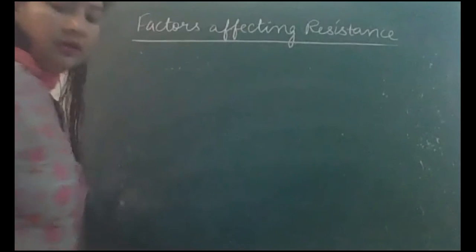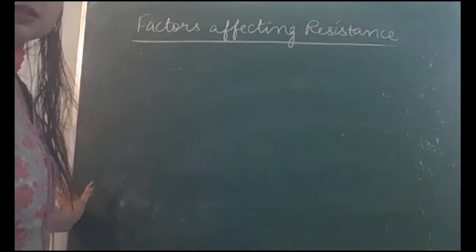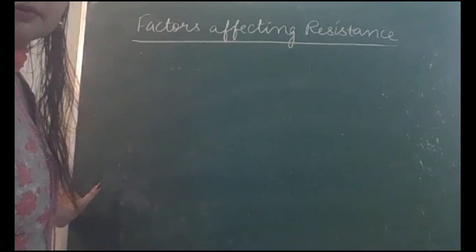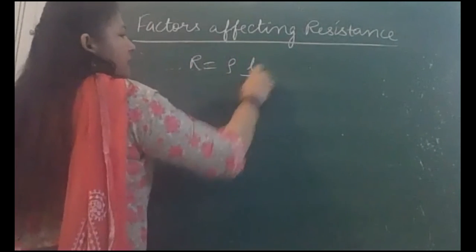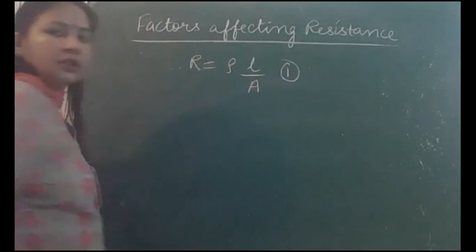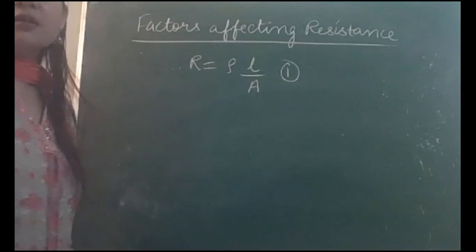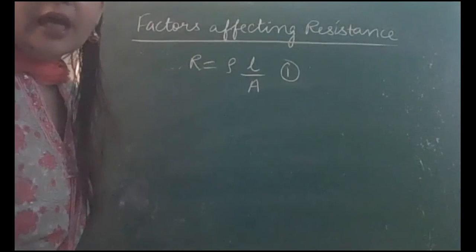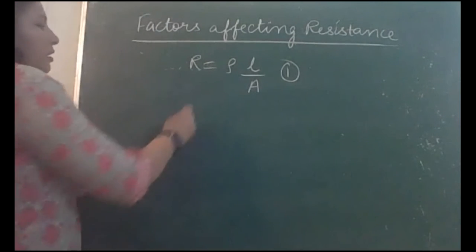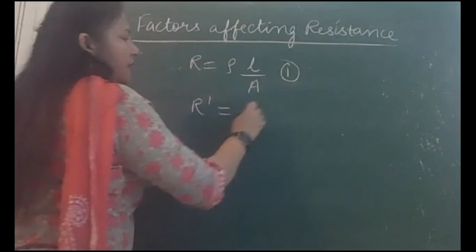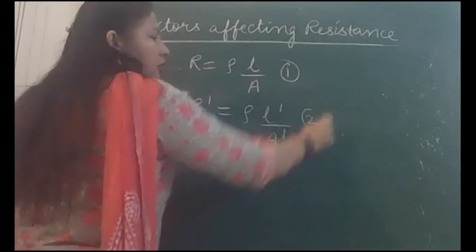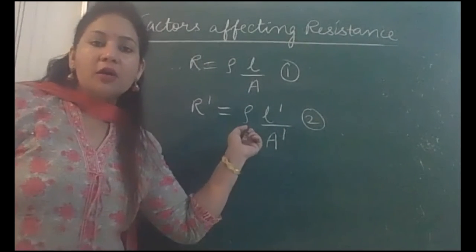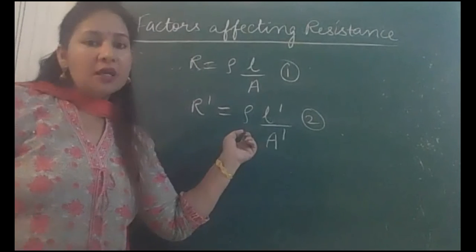Original resistance R is equal to rho L by A. This is equation number 1. So this is the original resistance given, that is R is equal to rho L by A. Now the new resistance will be rho L dash over A dash. Why have I not written rho dash? Because I am saying that the resistivity remains the same.